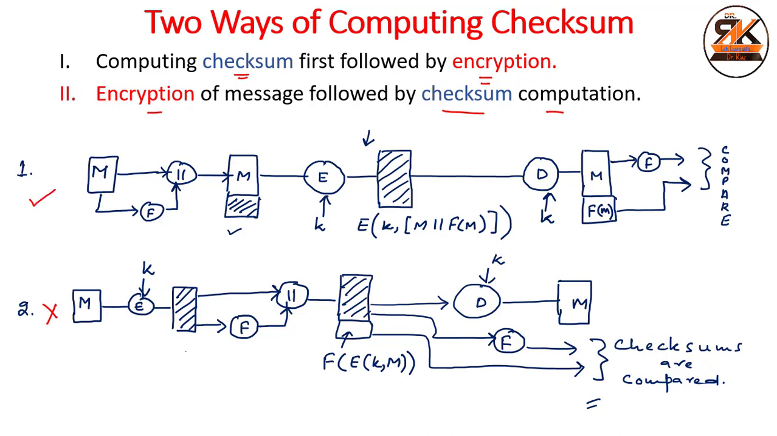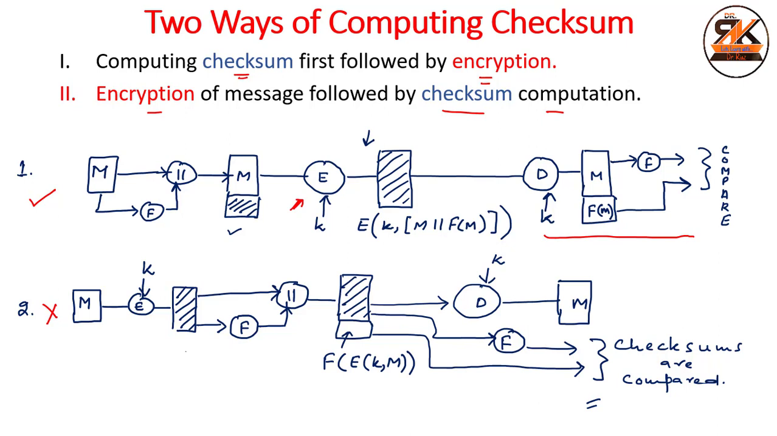Only the first approach is preferred, because first we compute the checksum, then we append it to the message, and after that we do the encryption, and then the whole message is transmitted to the destination side. At the destination side, first we do the decryption, then we get the message appended with the checksum, and then we again compute the checksum from the message received, and compare both checksums. If they are the same, then the message is authentic. That is how we calculate the checksum and authenticate the message.